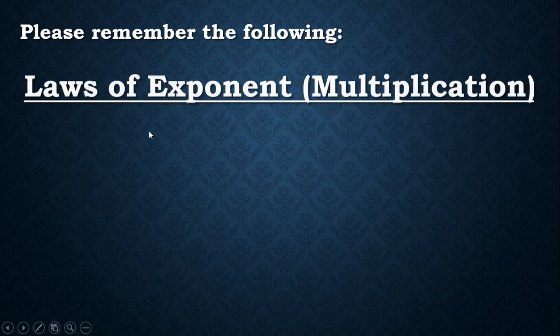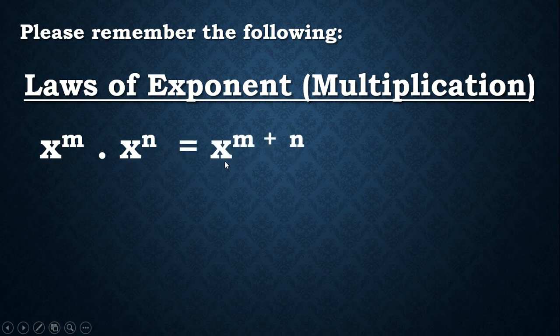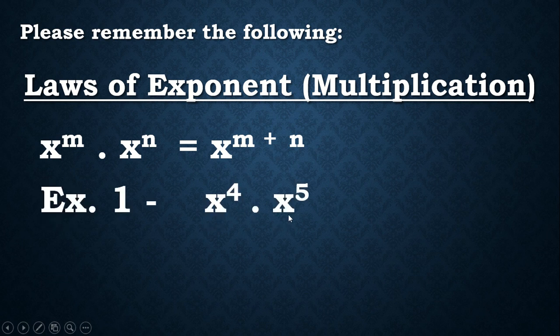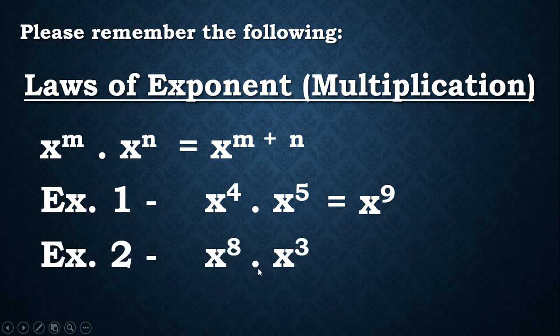Let's proceed to the law of exponents that we'll be using in the multiplication of functions. If you are multiplying a variable with different exponents, x to the m times x to the n, that is equal to x raised to m plus n. Simply add the exponents. For example, number 1, x to the 4th times x to the 5th. So you have to add 4 and 5, we'll be having x to the 9th. Example number 2, x to the 8th times x cubed, or 8 plus 3, that is equal to x raised to 11.